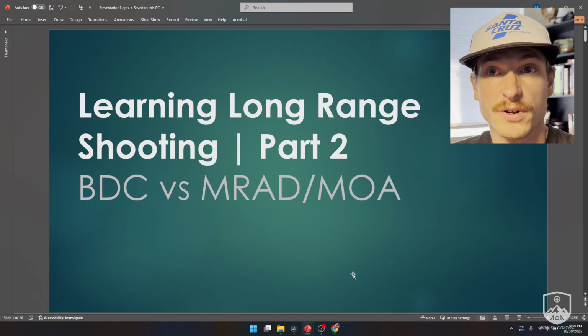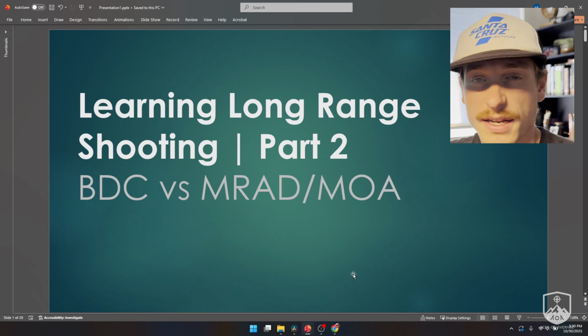There's one piece of technology that long-range shooters don't talk about, and I think is really a game changer for people like me. Today, I want to be talking about BDC versus MRAD or MOA scope reticles, and I'll be going out to the range to put those two ideologies to the test. I'll also be going over the general how to utilize BDC, MRAD, etc., and why I think BDC is way better.